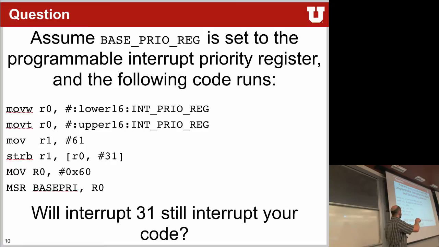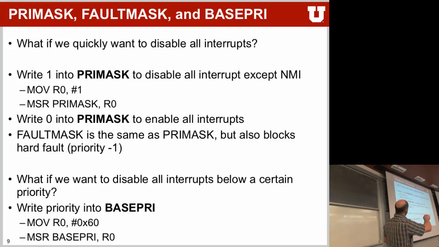And now we write 60 into the base priority. So are we ignoring interrupts 60 through 0 or 60 down? 60 down, right? The higher the priority, the lower the number. So it's inverted. Okay, so this will turn off interrupt 31. Prime mask is to turn off all interrupts except interrupt priorities -1, -2, and -3.